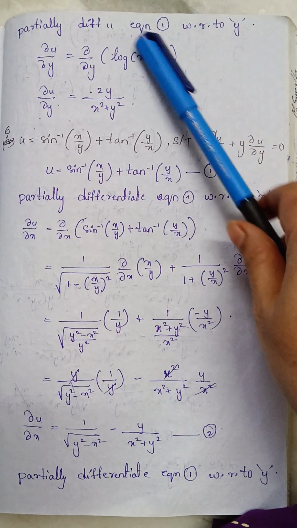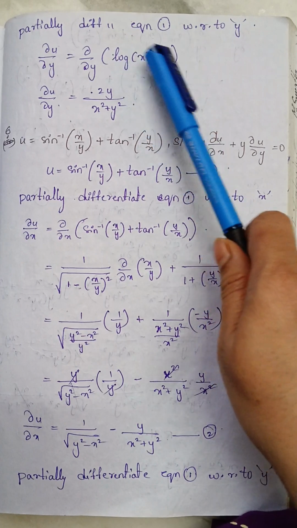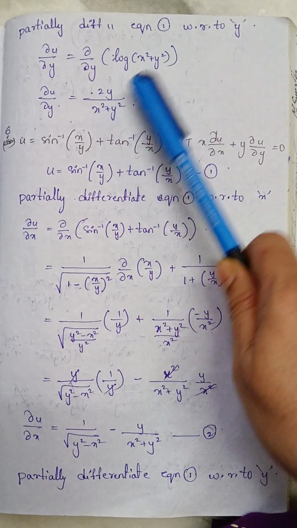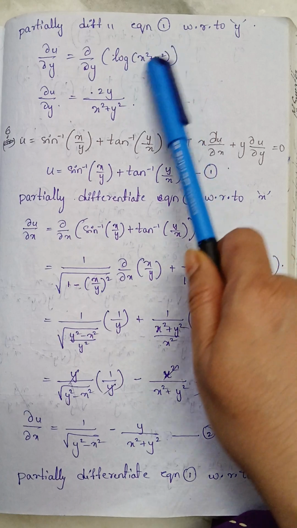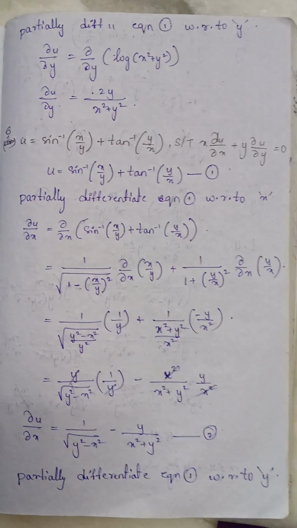See, partially differentiate equation 1 with respect to y, means dou by dou y of this one. So the derivative of log y is 1 by y. Again differentiate with respect to y, this is constant so 0, and the derivative of y square is 2y.